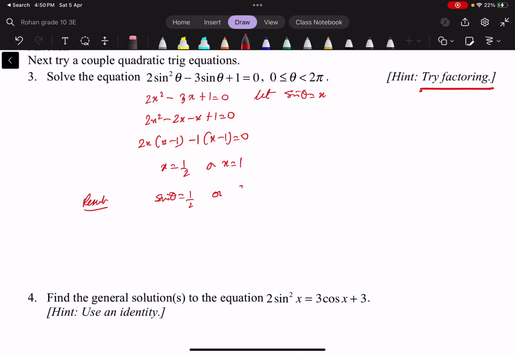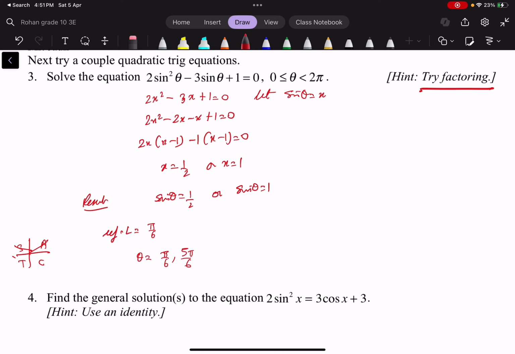So the reference angle is what? Pi by 6. So what will my answers be? It will be pi by 6 plus 2 n pi, and pi minus pi by 6, which is 5 pi by 6, plus 2 n pi. So pi by 6 and 5 pi by 6.